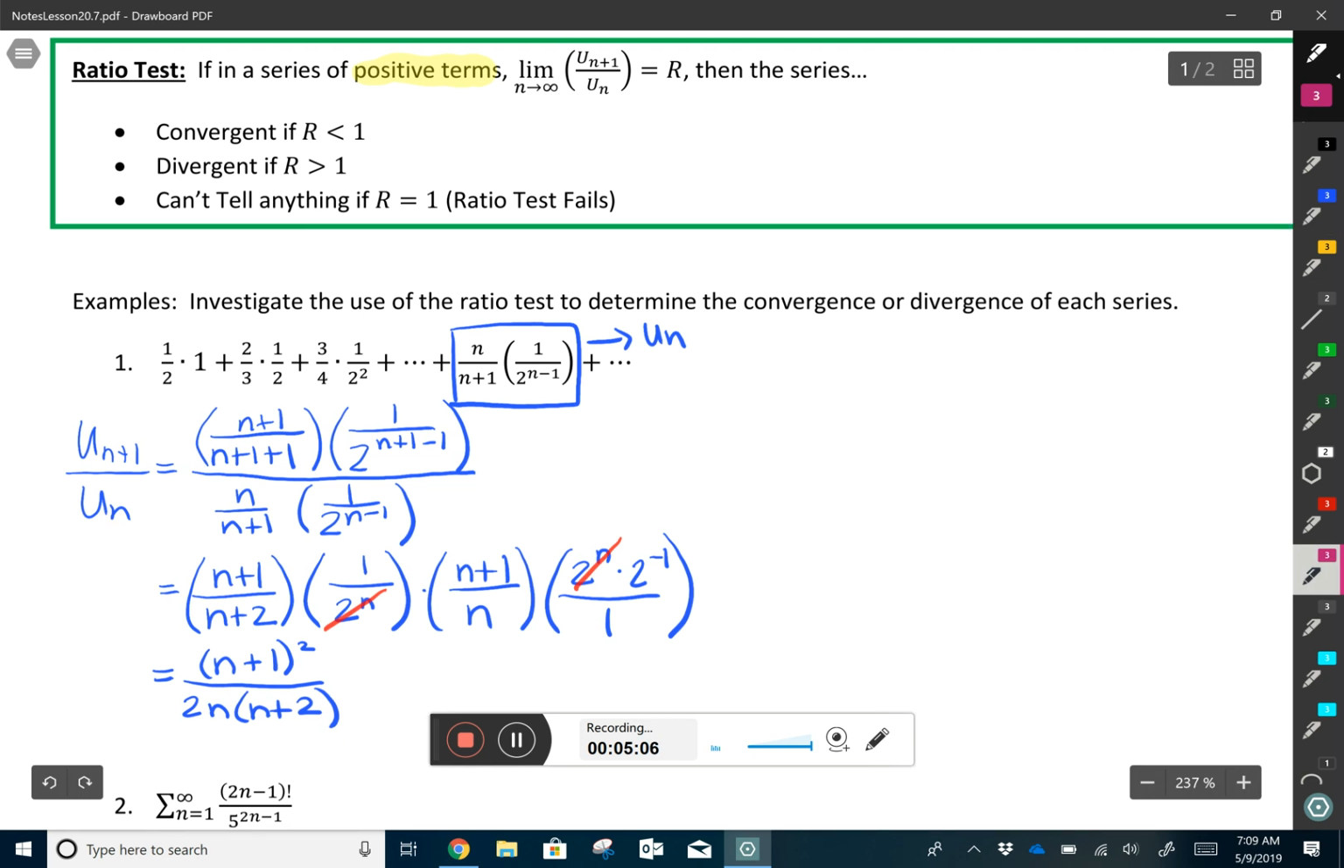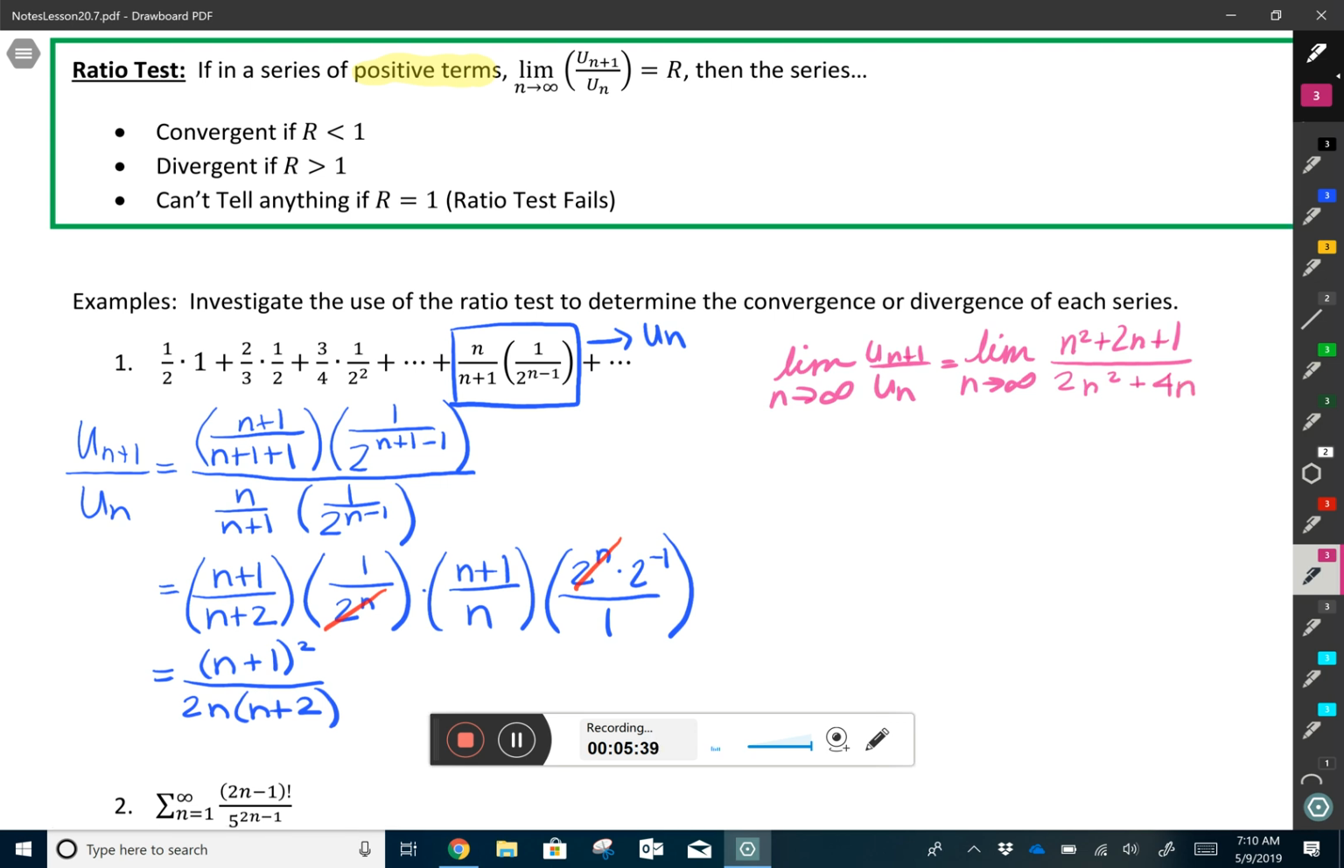So over on the right here, I'm going to do the limit as n approaches infinity of u sub n plus 1 over u sub n. Let me just write that in here. I'm going to expand that as I fill this in. So n plus 1 quantity squared is going to be n squared plus 2n plus 1 all over 2n squared plus 4n. And since we're doing a limit as n goes to infinity, we're going to divide by the greatest power of the denominator. Don't forget to do the denominator, not the greatest power of the numerator. In this case, it's the same.